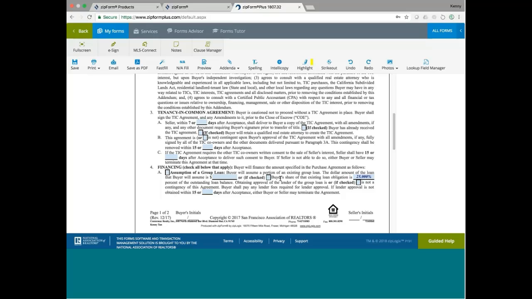Obtaining approval of the lender of the group loan is not a contingency or is a contingency. So this is like a financing contingency. If a buyer wants to buy a 25% TIC interest of A and wants to assume the group loan, and if the lender actually requires approval for the assumption, which in most cases, yes, the buyer can make it a contingency that in order to close escrow, the buyer must obtain approval of the lender for the group loan to assume the loan.